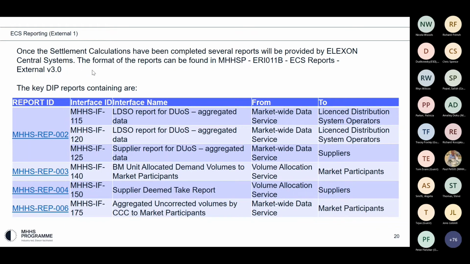Just repeat the question in case I missed a nuance of it. IF 150 and others do not appear on the current interface catalog. So the question is, are the ECS interfaces held elsewhere? So yeah, I think I just answered that. Yes, these interfaces are set out in this artifact here, which is the ECS reports external. Okay, any more, Amity? We've got a question.